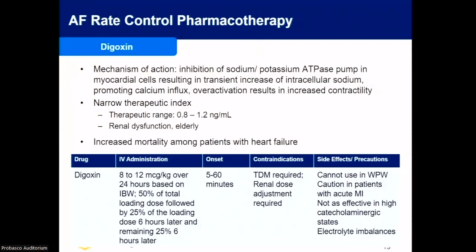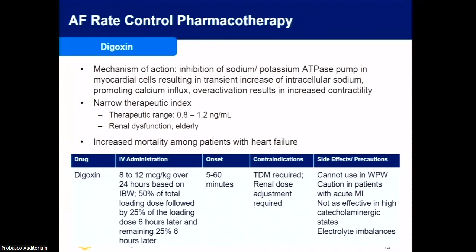So not going to spend a ton of time on digoxin, but it is our cardiac glycoside, mainly inhibits sodium potassium ATPase pumps in the myocardial cells, resulting in transient increase in intracellular sodium, promoting calcium influx, and thus reducing the heart rate. So they have a narrow therapeutic index. Therapeutic range is typically considered between 0.8 to 1.2, and you want to be careful about dosing and renal dysfunction in the elderly.